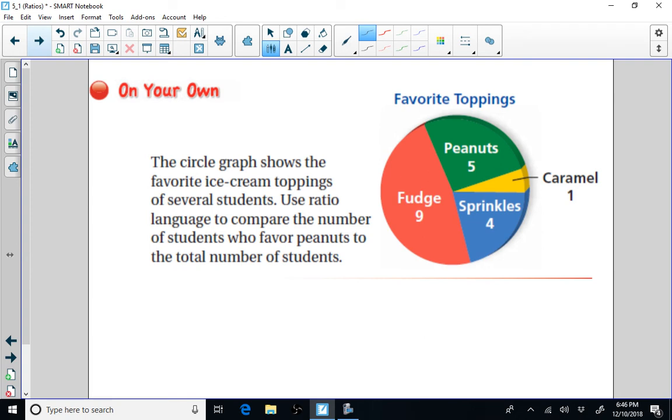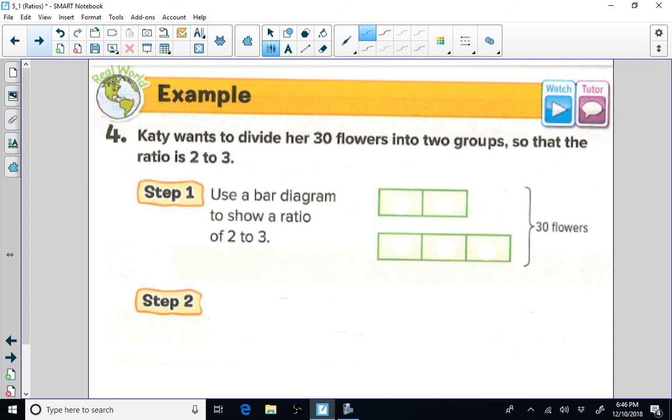If I continue, the circle graph shows the favorite ice cream toppings of several students. Use ratio language to compare the number of students who favor peanuts to the total number of students. 5 students favor peanuts. What's the total number of students? 5 plus 1 is 6, plus 4 is 10, plus 9 is 19. So 5 to 19 would be that ratio.